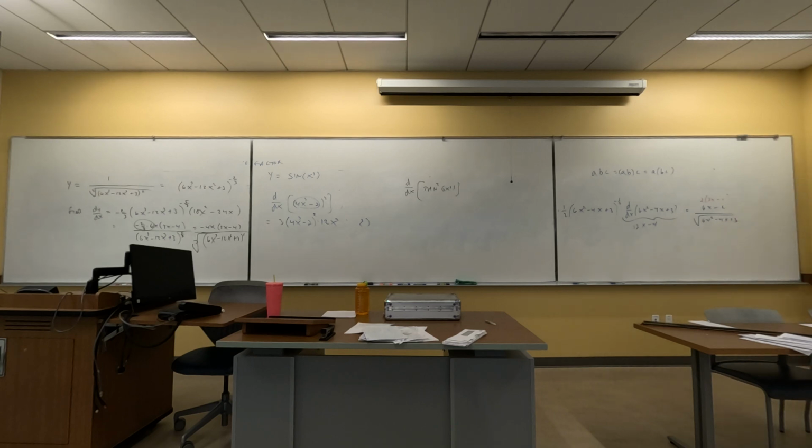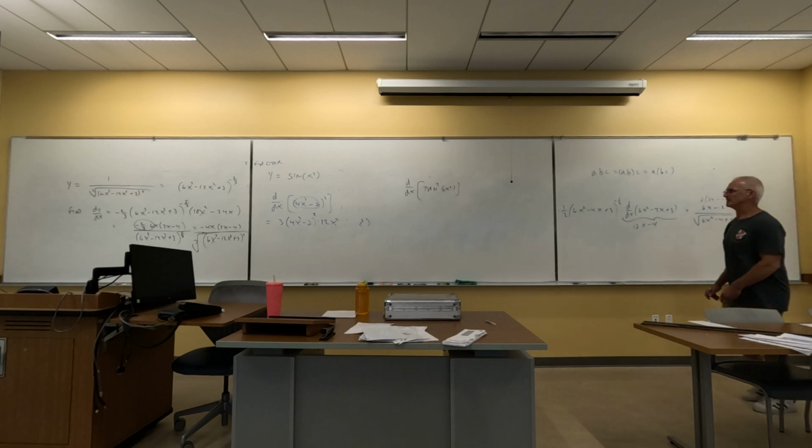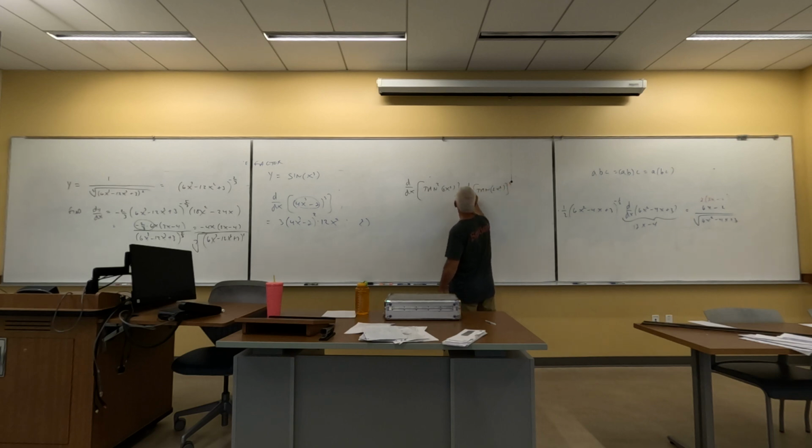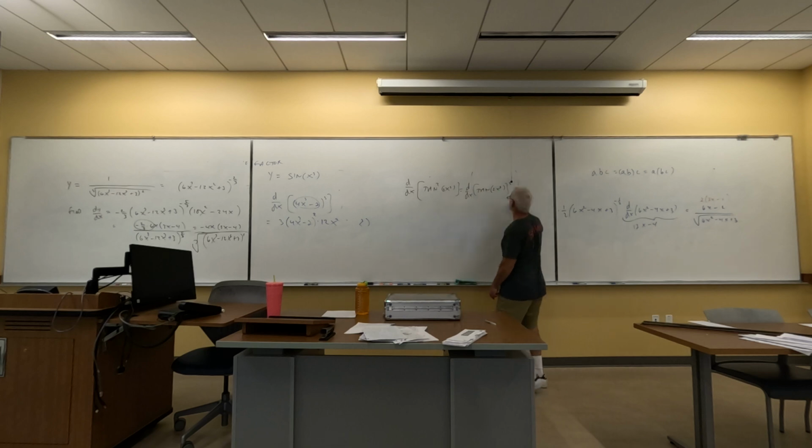This is different. Rewrite it. How do you want to rewrite it? dx of tan, open bracket, 2x cubed, all squared. Okay, I like that. And then in the strictest sense.